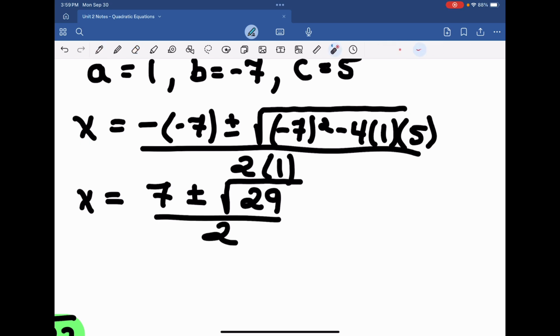Now, what I want you looking for is, can you simplify this radical? Once you get it to this stage, we want to simplify it as much as we can. 29 is actually a prime number, so all it can divide by is 1 and itself. So I could write it as 29 and 1, meaning I can't do anything with this radical. In fact, this is the solution right here.